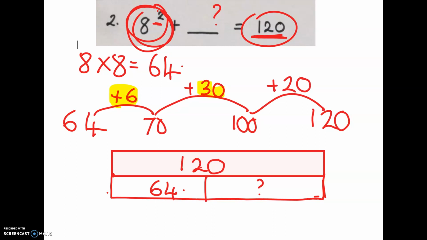And if you add all those numbers together, you will get your answer, which is 56. So 56 plus 64 equals 120. So our answer up here is 56.